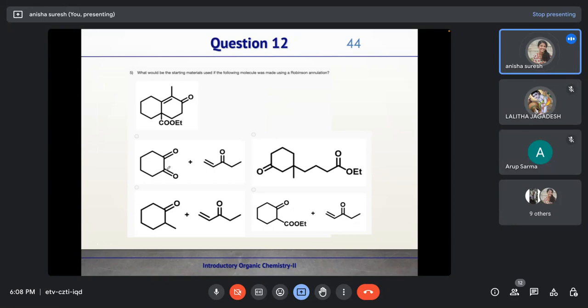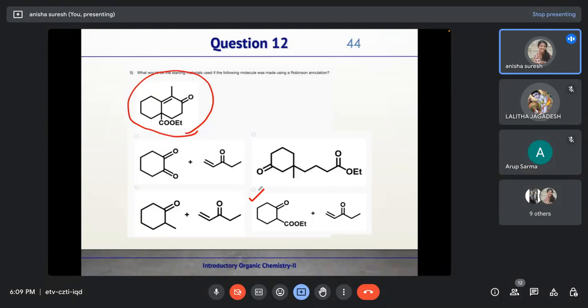Now coming to question number 12. What would be the starting materials used if the following molecule was made using a Robinson annulation? So this is the product that is formed. So they are asking what will be the starting materials that will be used in this case. Option 4 will be the right option.